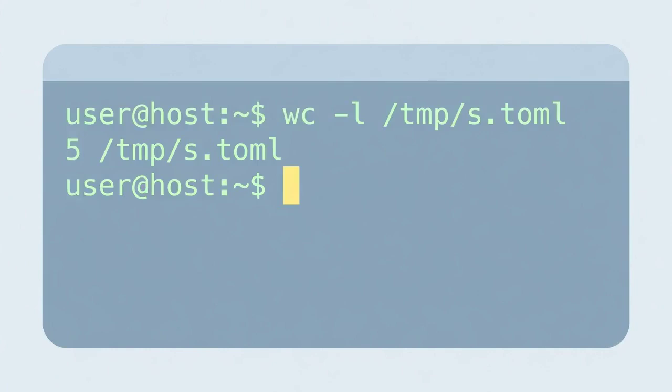TOML files use new lines as structural delimiters, so the count of 5 corresponds to the 2 section headers plus the 3 key value pairs. The output shows the file name, the count, and the label lines. This is a quick sanity check that nothing was truncated or pasted into a single line.